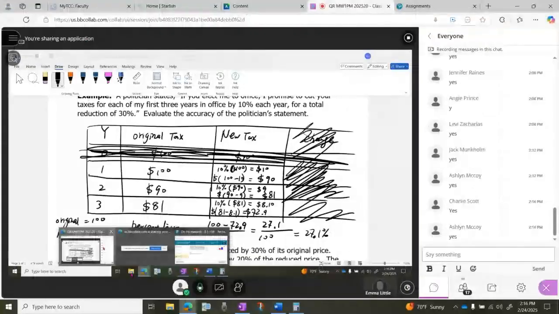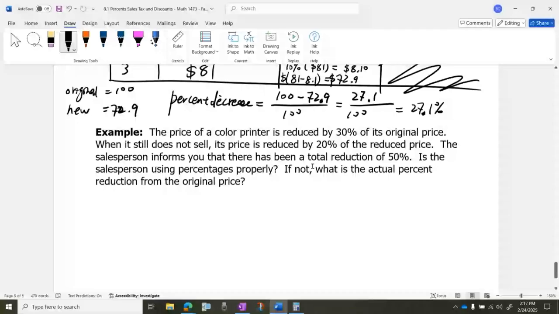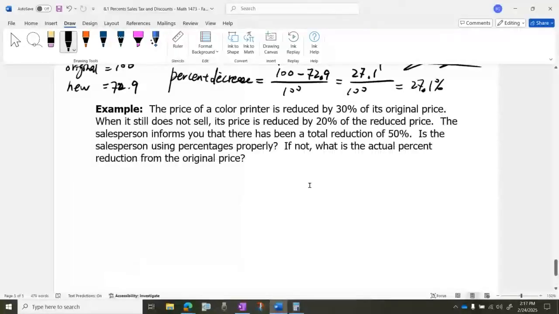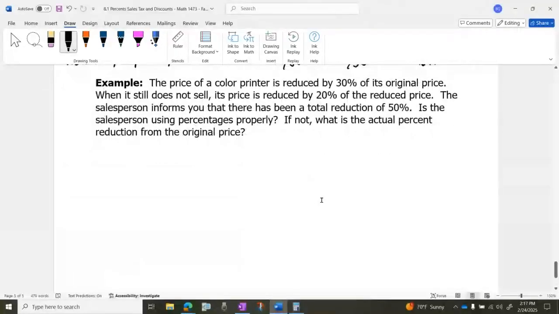Okay, very good. Let's see the last problem. Yeah, this is the last one. The price of a color printer is reduced by 30% of its original price. When it still doesn't sell, the price is reduced by 20% of the reduced price. The salesperson informs you that there has been a total reduction of 50%. Is the salesperson using percentages properly? If not, what is the actual percent? We have 5 minutes. Would you like to try this problem?